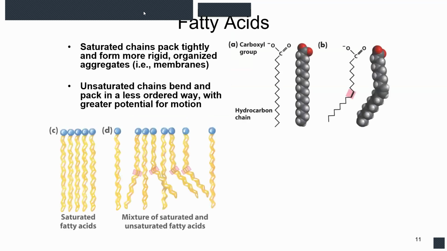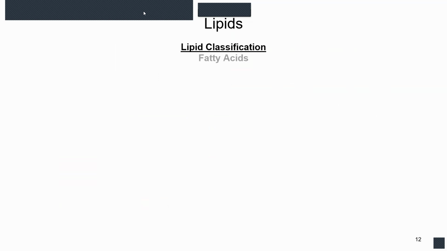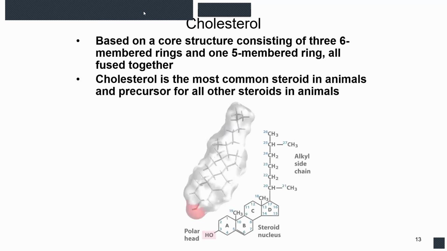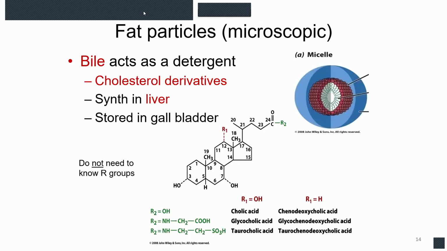So here's our fatty acids and what they're broken down into. And here's our classification again. Cholesterol is where I wanted to go, and that's what I really want you to think about, because a cholesterol compound is basically the precursor for the synthesis of a bile acid. So bile itself acts as a detergent. They are cholesterol derivatives synthesized in the liver and stored in the gallbladder.